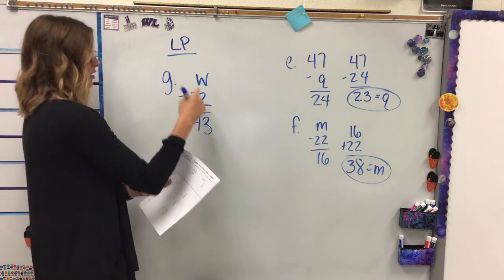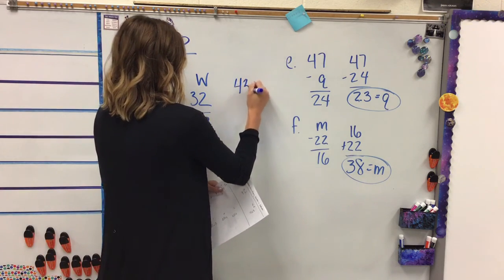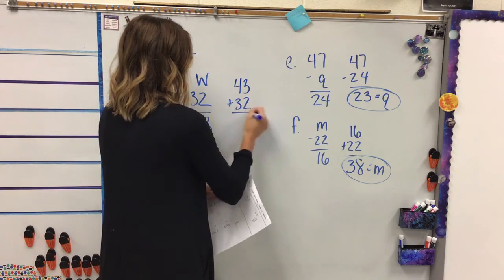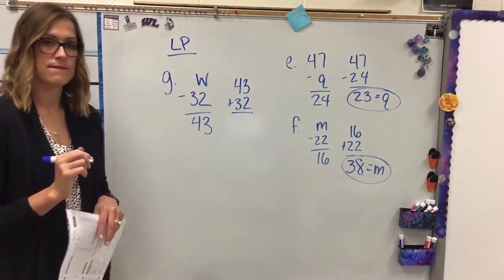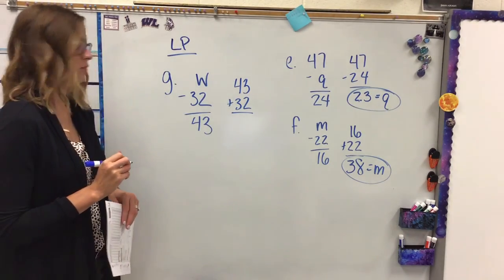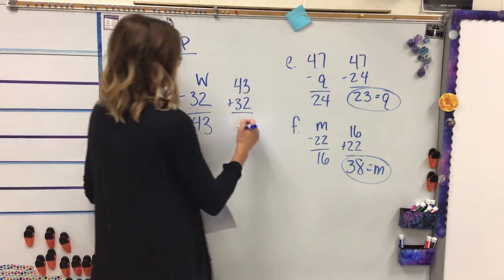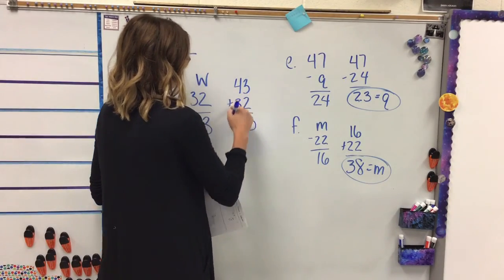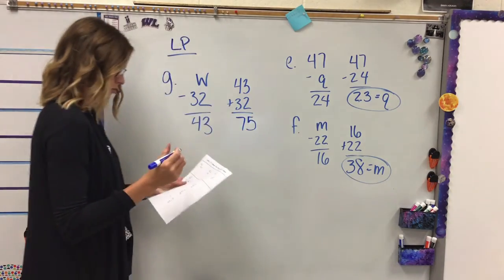Missing number is first, so I need to add 43 plus 32. Back that one out. Hopefully you said real quick, 3 plus 2 is 5. 4 plus 3 is 7.